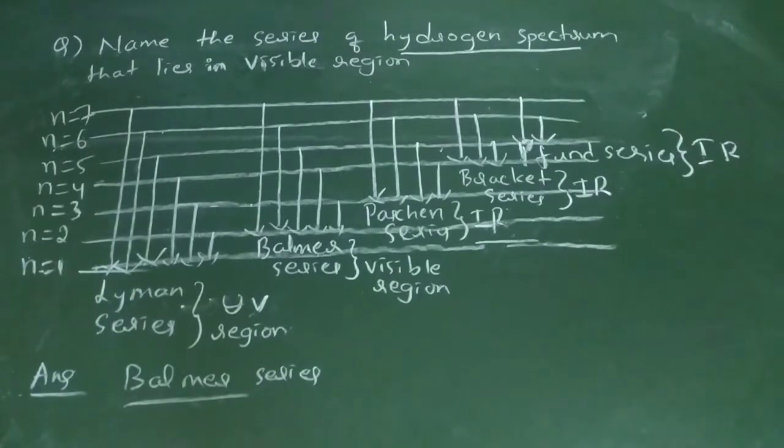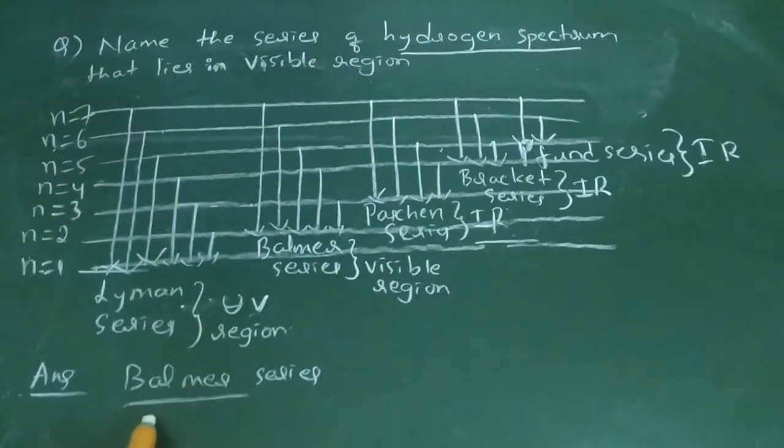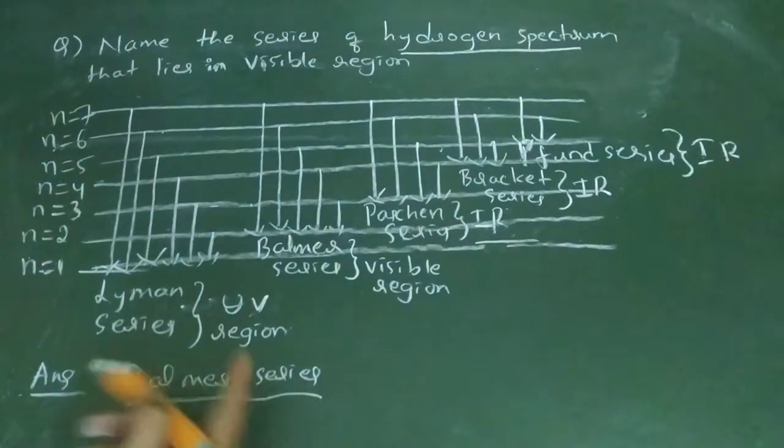This is a 1 mark question from the model question paper which is being asked. You need not write these things completely. For a 1 mark question, you just need to write Balmer series. I have just revised the things regarding what radiations are being emitted.